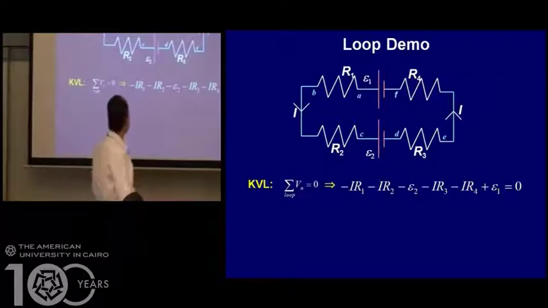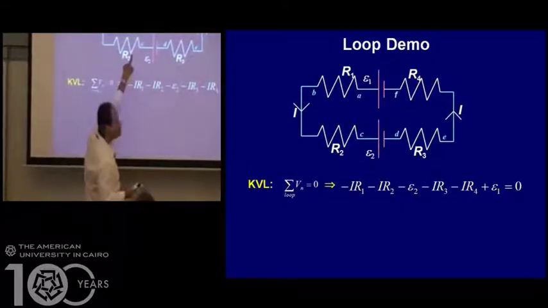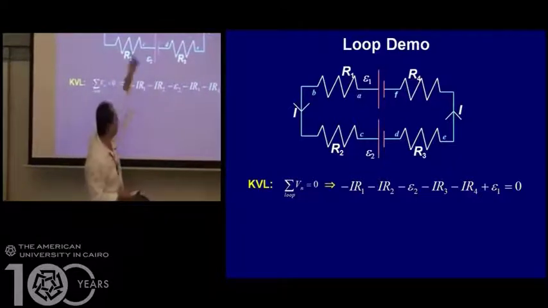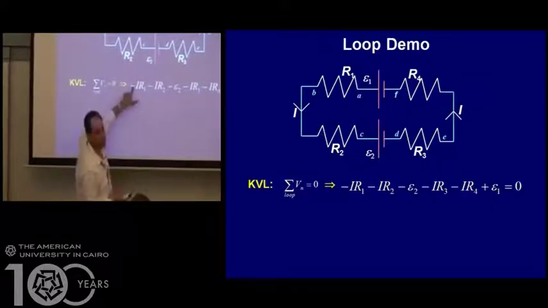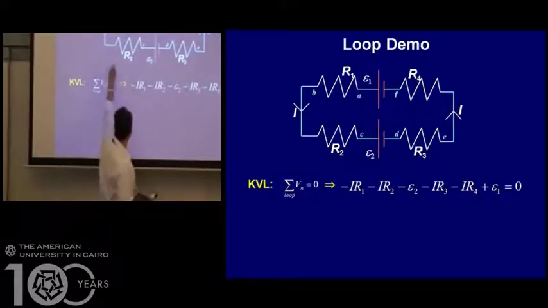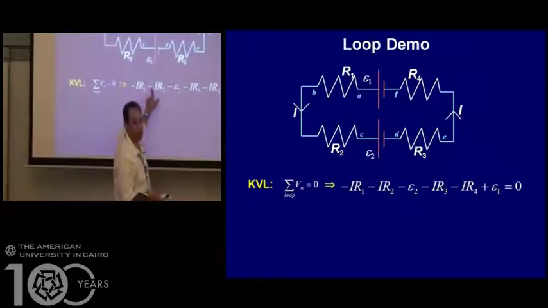So what I did is I started from point A. I'm going to go counterclockwise. So when I cross that R1, there is a drop in the potential. That's why it's negative. When I cross R2, there is another drop in the potential. That's why you have a negative IR2.